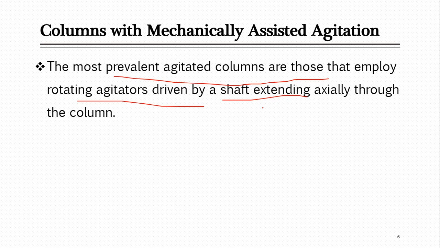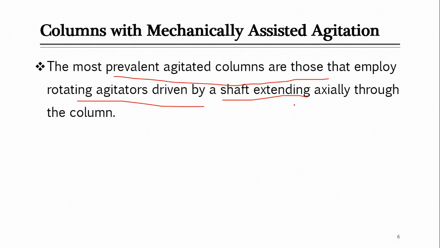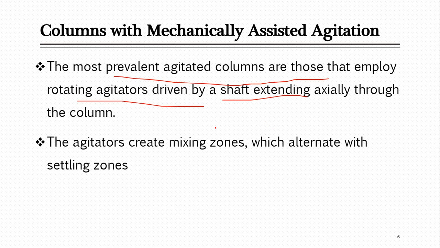with some agitator, and the shaft is at the top connected to some motor. Inside the column, on the shaft, are agitators or impellers, and this shaft is extended throughout the column. When you rotate it, it will create agitation inside the whole column. The agitator creates a mixing zone which alternates with the settling zone.